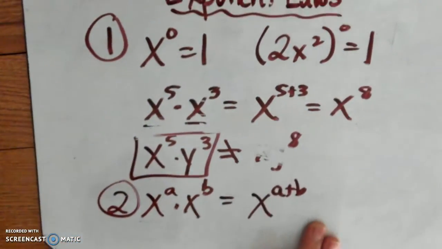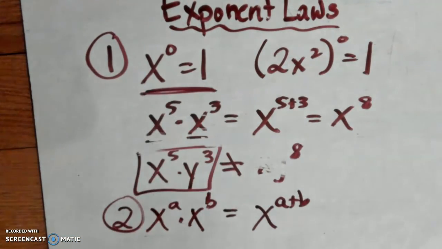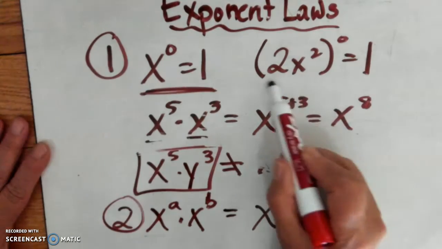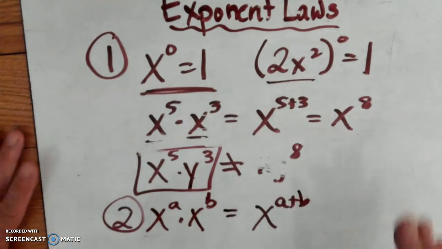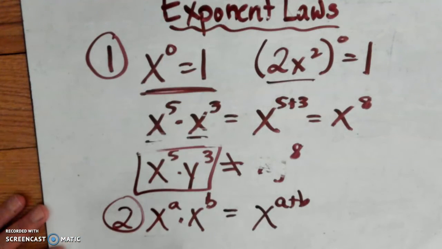The first one that you need to remember is that anything to the 0 power is 1. It's not 0, it's 1. Even something like this, as long as the whole thing is to the 0 power, it's equal to 1. The second thing is if I have the same bases that are being multiplied and I need to simplify that expression, I can add those two exponents together. Okay?